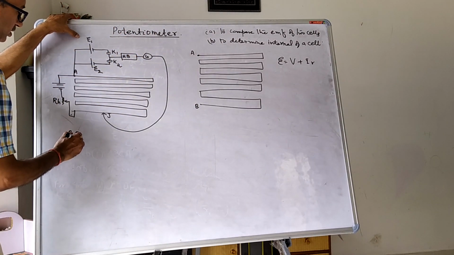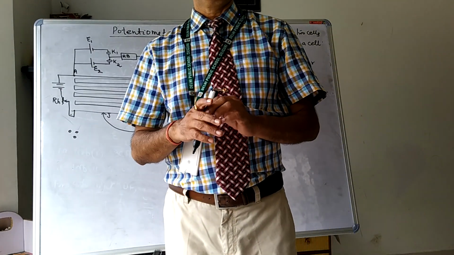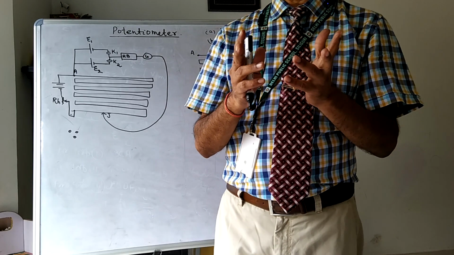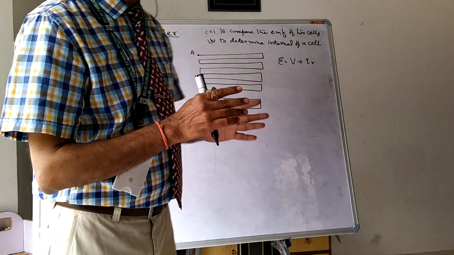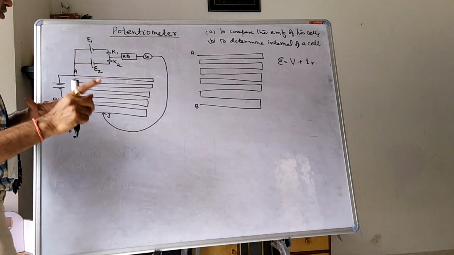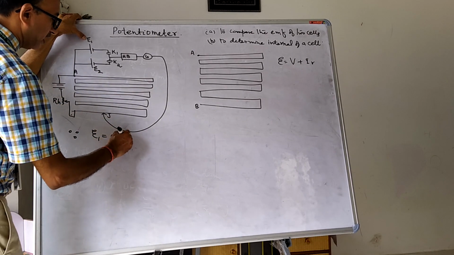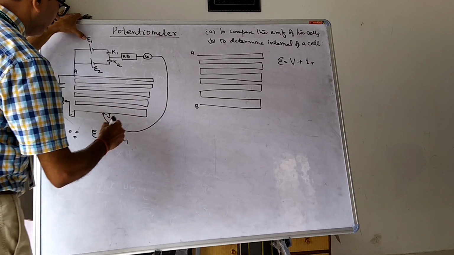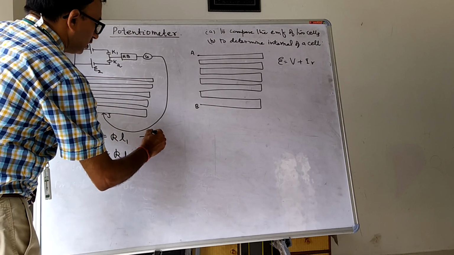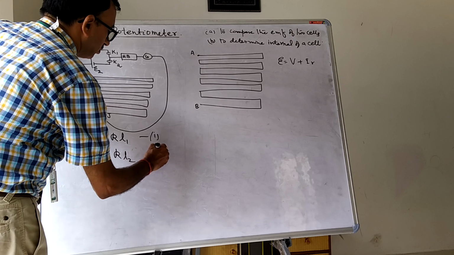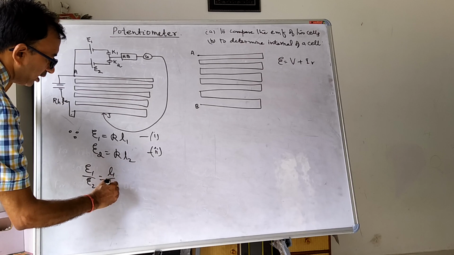Now, what is the principle of potentiometer? The principle of potentiometer states that for uniform current through a uniform wire, the potential drop across the length of a wire is directly proportional to the length of the wire. That is, V is proportional to L, that is, V equals KL. Now, in this case, EMF E1 equals KL1, where K is the potential gradient, and E2 equals KL2. So this is equation 1, this is equation 2. Divide equation 1 by equation 2. So E1 by E2 equals L1 by L2.